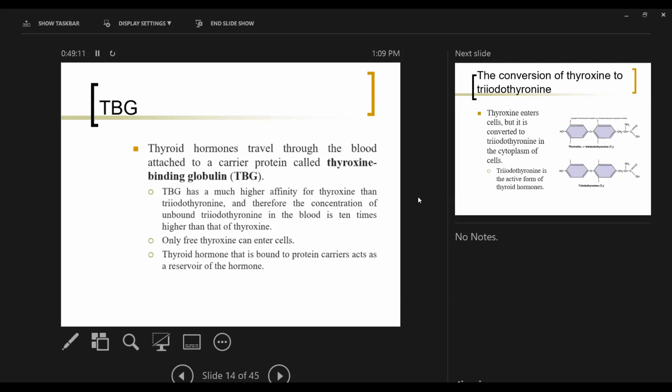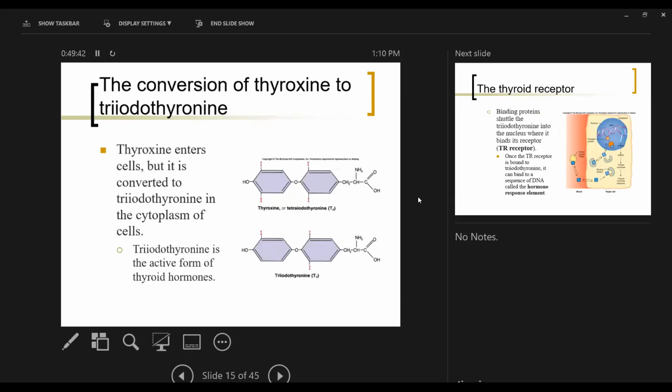Once inside the cell, T4 gets converted to T3 by an enzyme called deiodinase. It's actually called 5' deiodinase, but that's another story. T3 will then bind to the receptors. The receptors are found in the nucleus. The thyroid hormone receptor is a member of the steroid binding family of transcription factors.